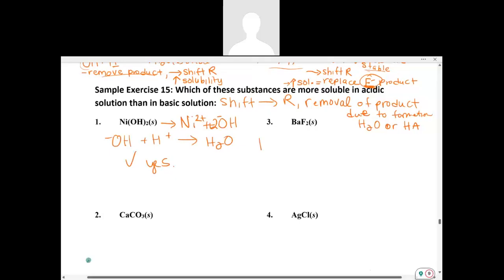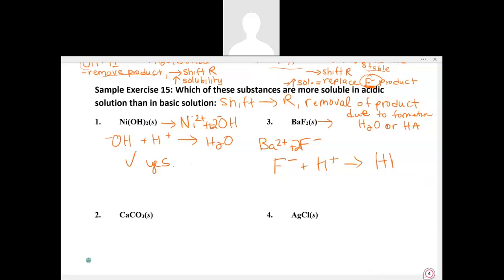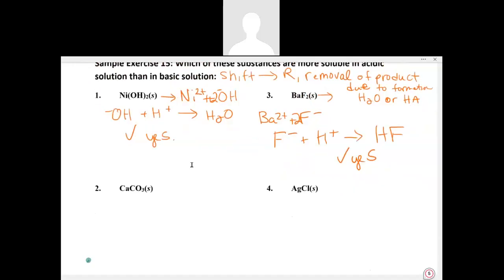Let's look at our barium fluoride here. So we ionize this, we dissolve it in water, we get barium and fluoride ions. Just like we saw above, that fluoride will interact with that H+. We'll get HF, a weak acid. So again, we'll say yes. Barium fluoride is also, just like the nickel hydroxide, more soluble in acidic solution.